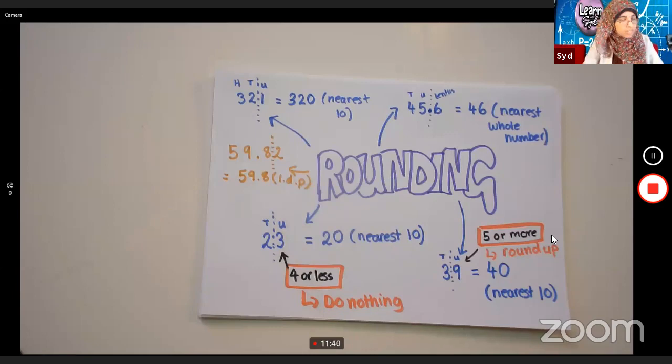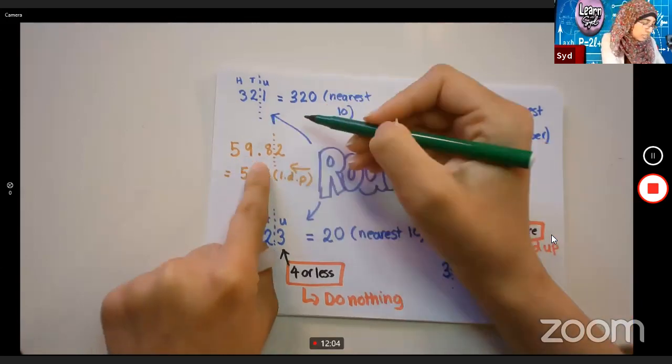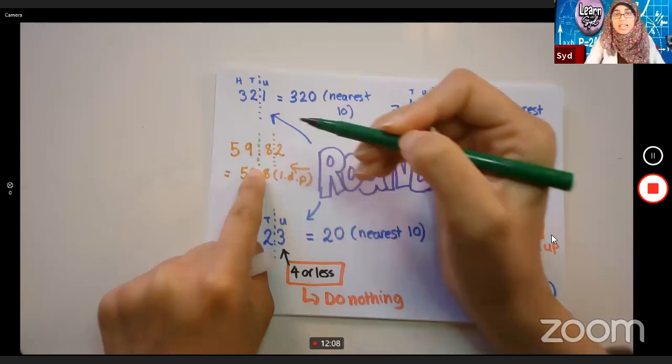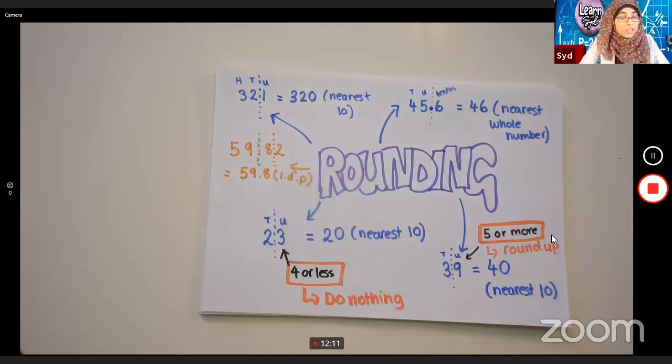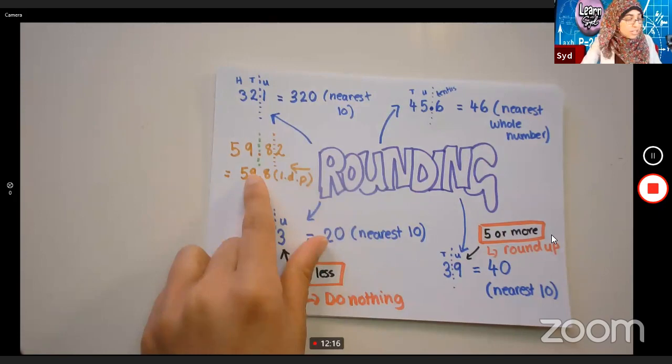Okay, now we're going to go back to the original number. So we've got 59.82. Now what we want to do is to round it to the nearest whole number. This is where it's going to get slightly more tricky. So nearest whole number, we're looking at the whole number. We're not interested in the decimals. So our cutoff point now is between the 9 and the 8. We're ignoring this line over here because this was when we were looking at 1 decimal place. We're now looking at a whole number.